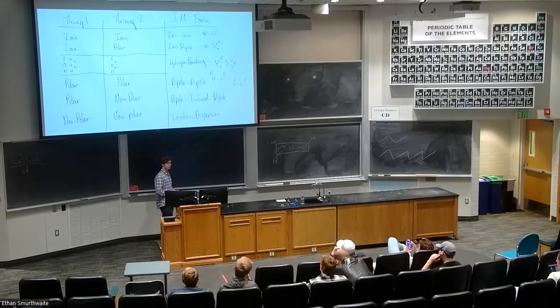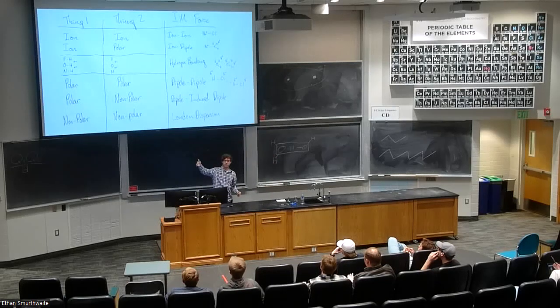Next thing we have is dipole induced dipole, and guys, this is the order of strength of the bonds. We start out with ionic, then there's ion dipole, then hydrogen bonding, dipole-dipole, dipole-induced dipole, and dispersion. Okay. And the reason is because of Coulomb's law.